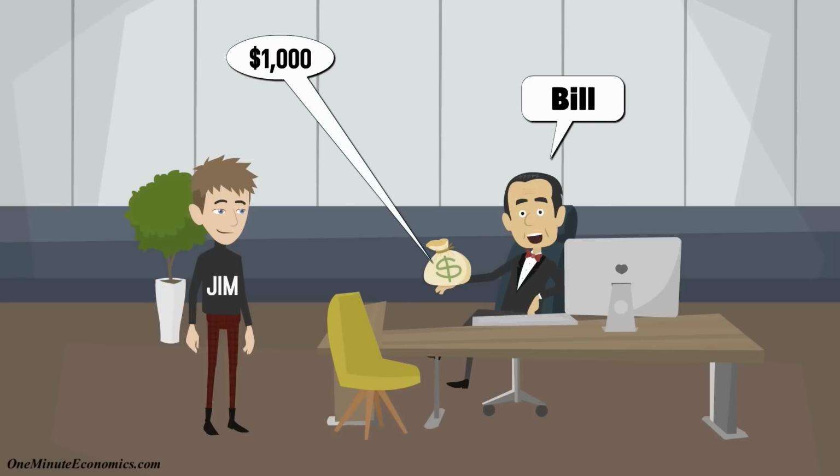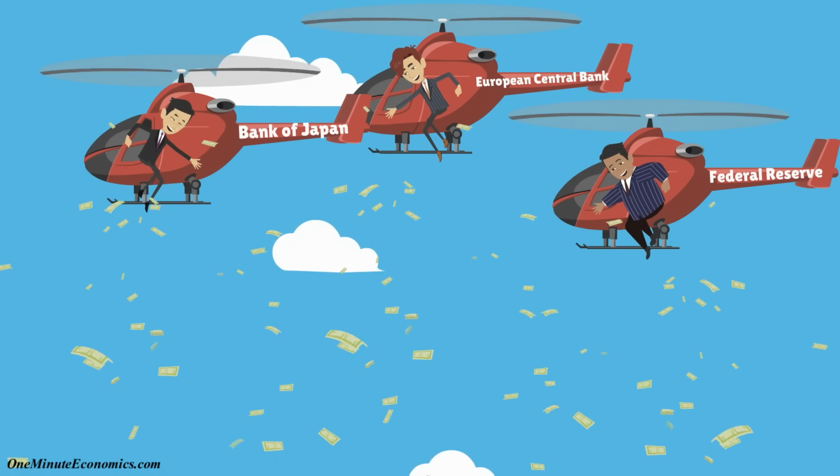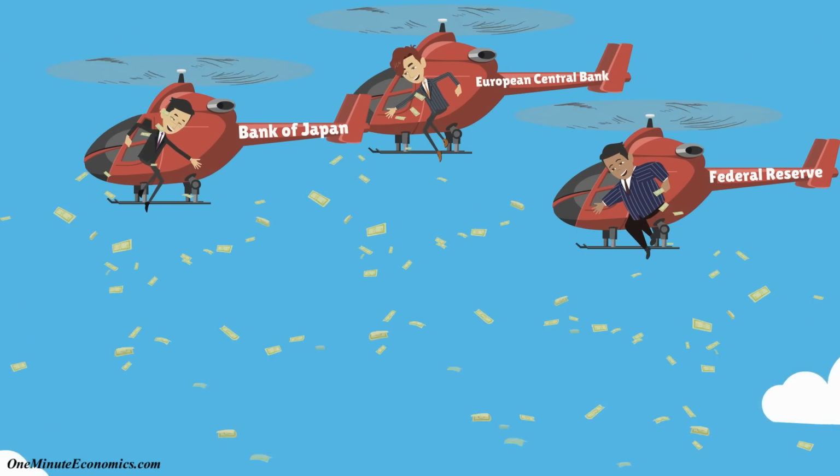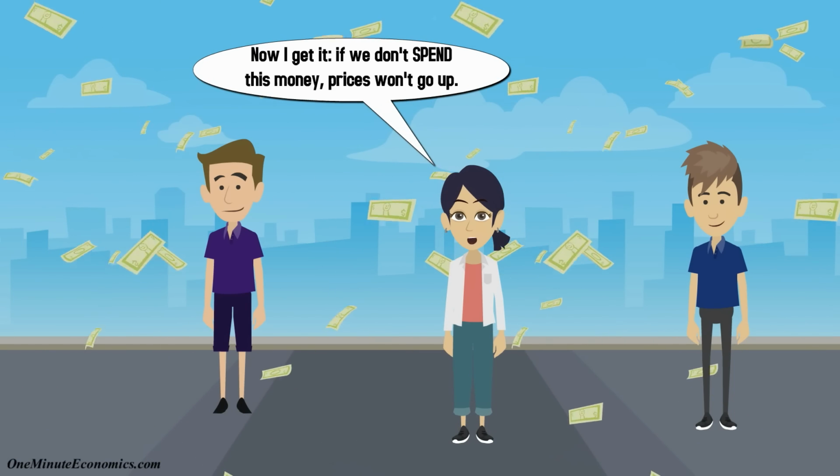Bill the banker will give Jim $1,000. Jim will use that $1,000 to buy a laptop from Joe's laptop shop. Joe will buy laptop parts from his supplier with it, and so on. As a conclusion, inflation doesn't simply appear whenever more money is pumped into the system. The velocity of money needs to also be included in the equation.